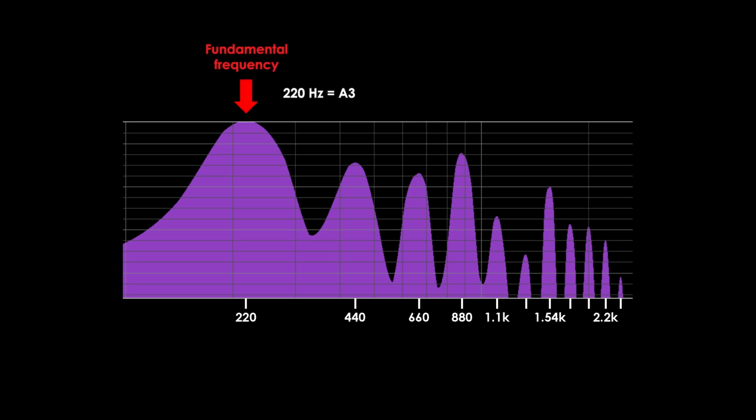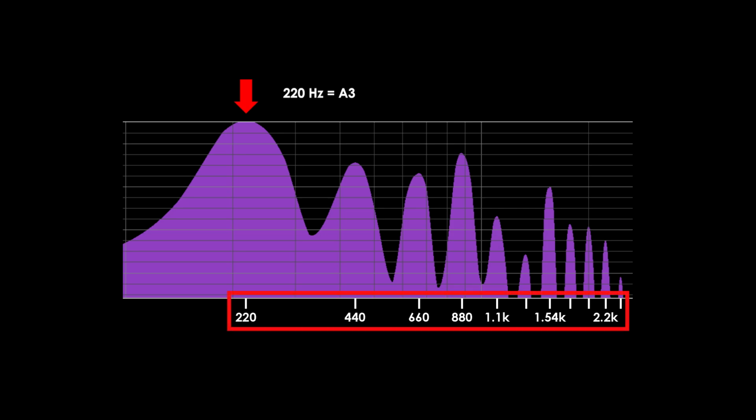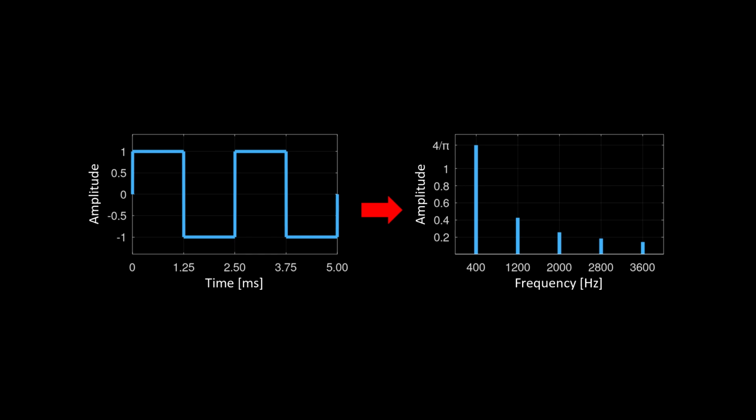For example, if we play the note A3, which has a frequency of 220 Hz, then the tone will have components at 220, 440, 660, 880, etc. The square wave is a somewhat special case, since it skips the even multiples.